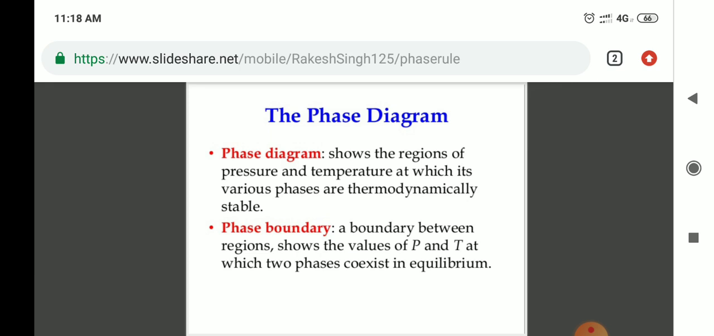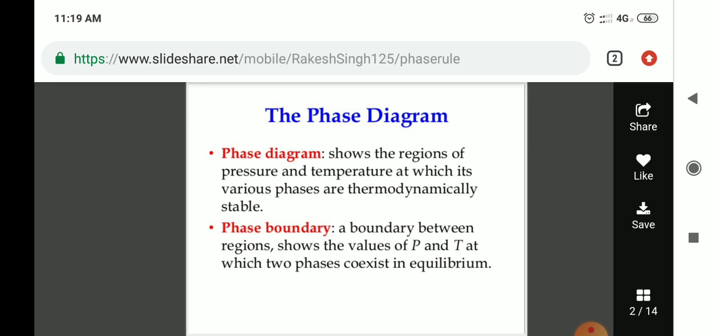The first one is the phase diagram. It shows the regions of pressure and temperature at which the various phases are thermodynamically stable. Second is the phase boundary: a boundary between regions shows the values of pressure and temperature at which two phases coexist in equilibrium.